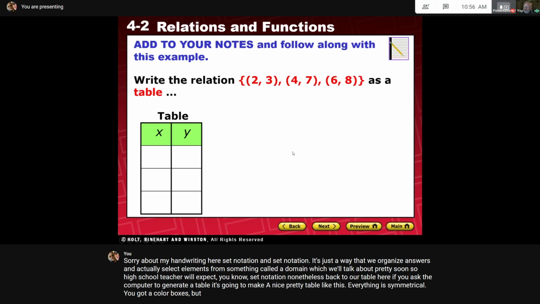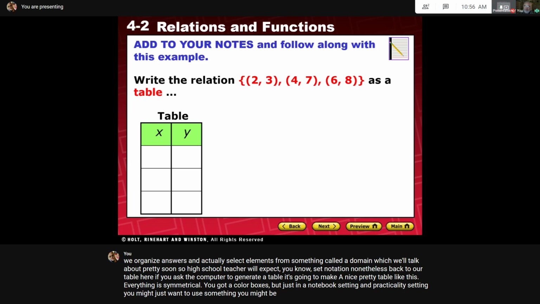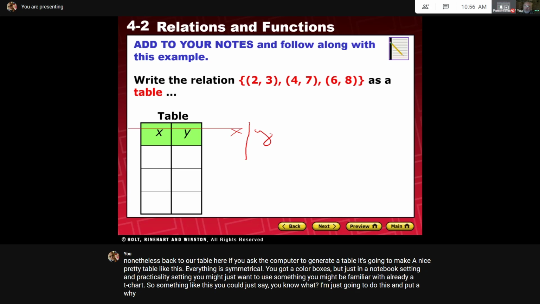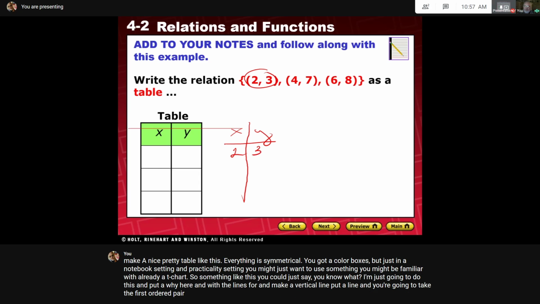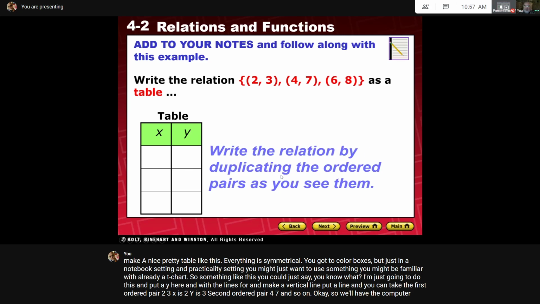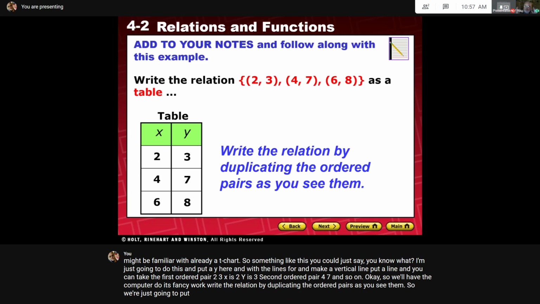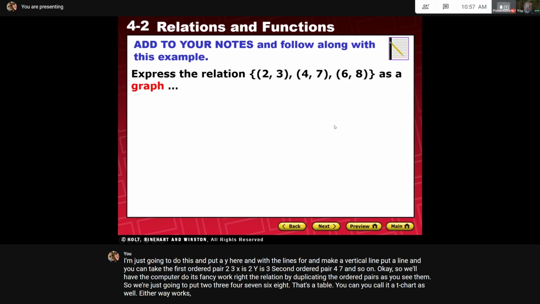But just in a notebook setting, in a practicality setting, you might just want to use something you might be familiar with already, a T-chart. So something like this. You could just put an x here and a y here, and make a vertical line, and you're going to take the first ordered pair, 2, 3: x is 2, y is 3, second ordered pair, 4, 7, and so on. Okay? So we'll have the computer do its fancy work, write the relation by duplicating the ordered pairs as you see them. So we're just going to put 2, 3, 4, 7, 6, 8. That's a table. You could call it a T-chart as well. Either way works.